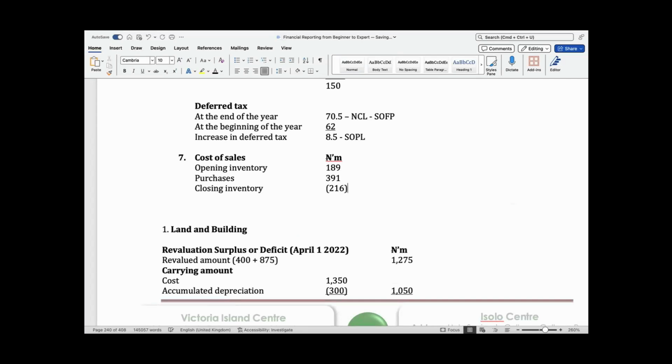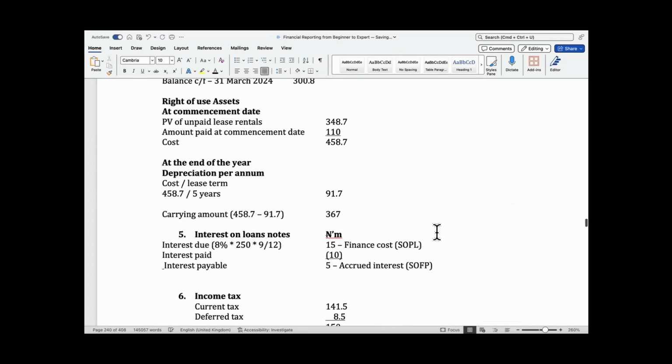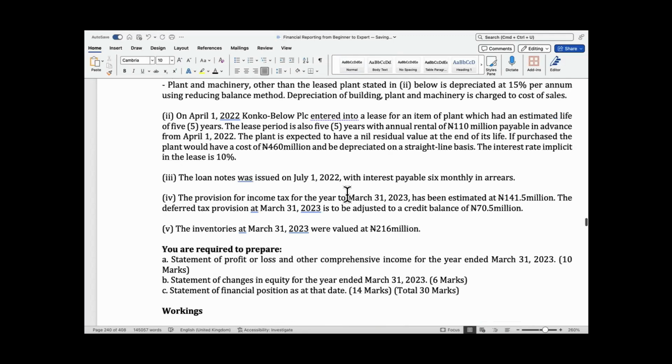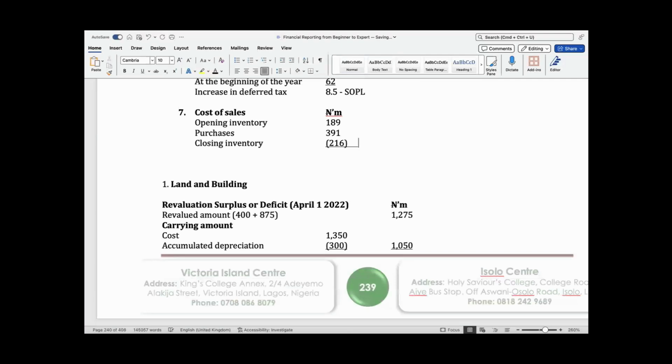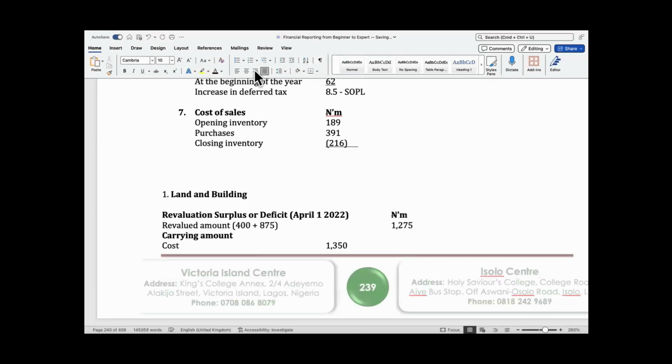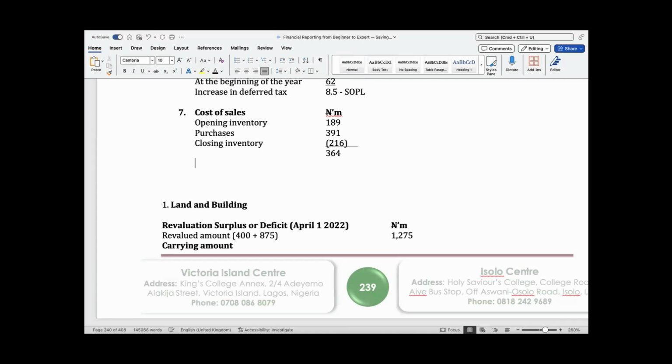Then my closing inventory, the additional information gave me as 260 million. So I can get my cost of sales to be how much? Can you add it together, please? 364 million. Again? 364 million. Okay, thank you very much.